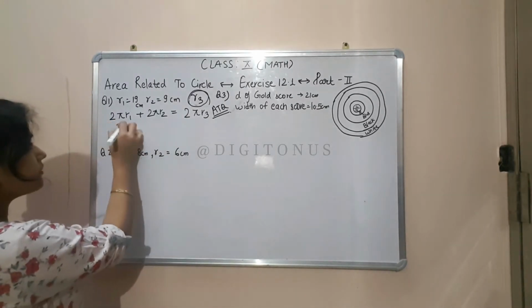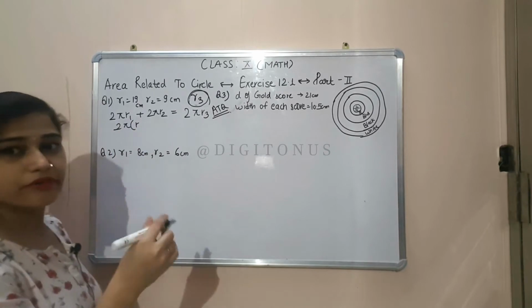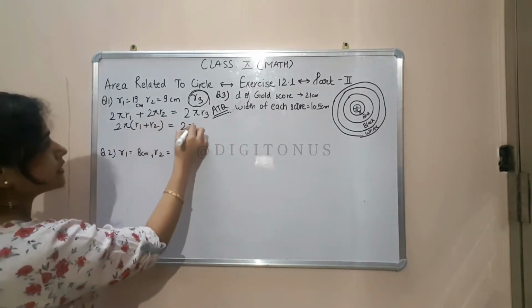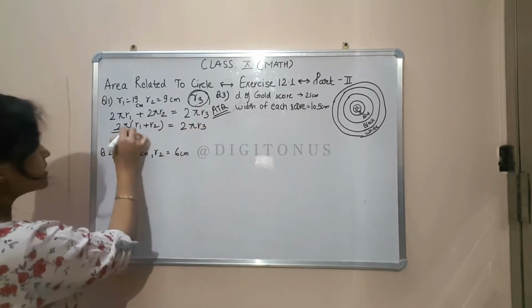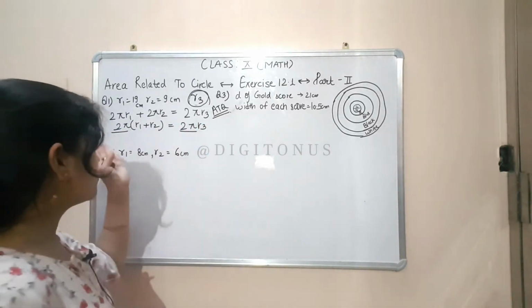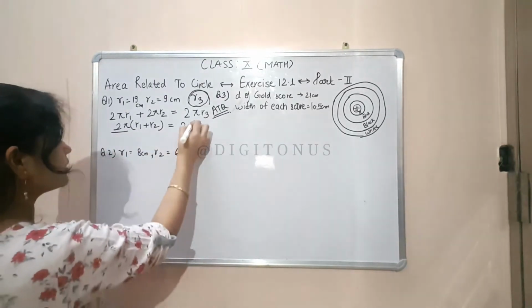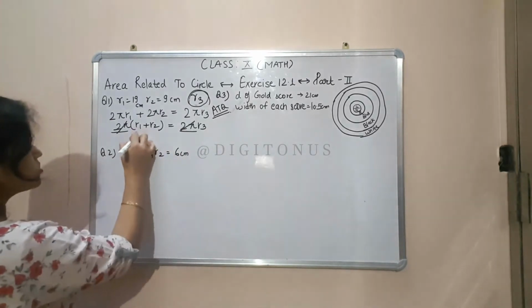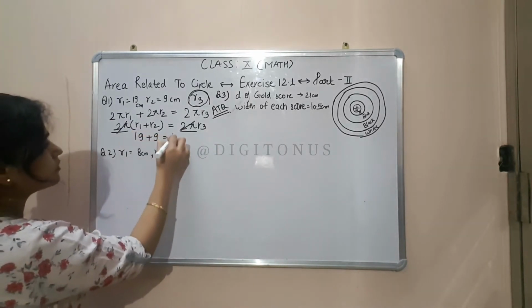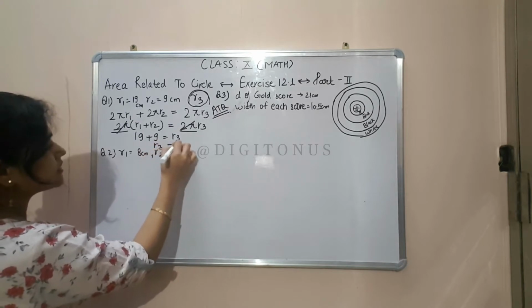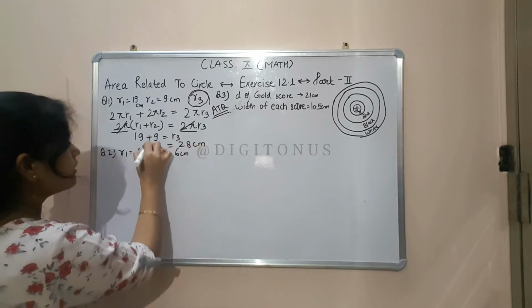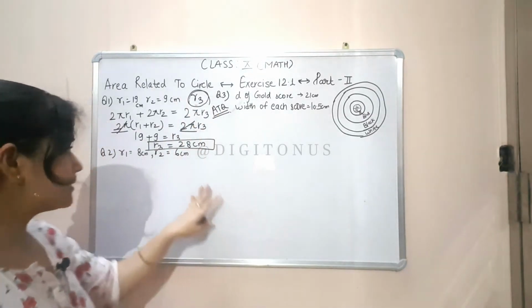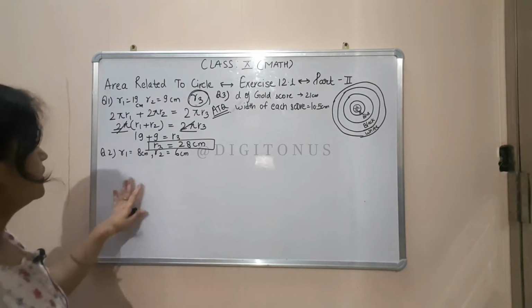On the left hand side we take 2 pi common. So what will be inside the bracket? R1 plus R2, and on the right hand side 2 pi R3. You can see 2 pi is on both sides, so we can cancel it. It means R1 plus R2 equals R3. So 19 plus 9 equals R3. It means the radius is 28 centimeter, and they are asking only the radius of the new circle. Fine, is it clear? Now the next question.